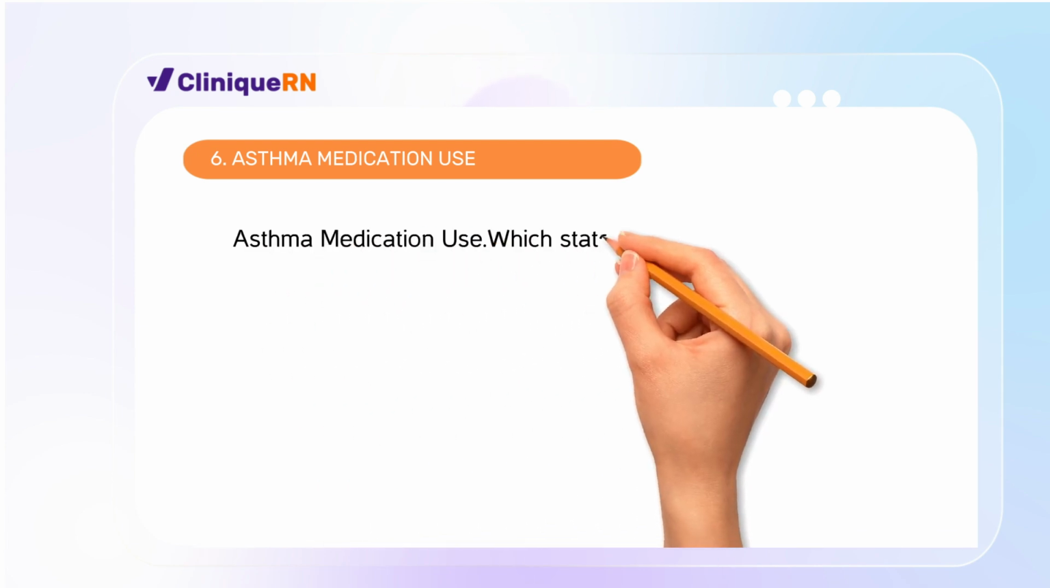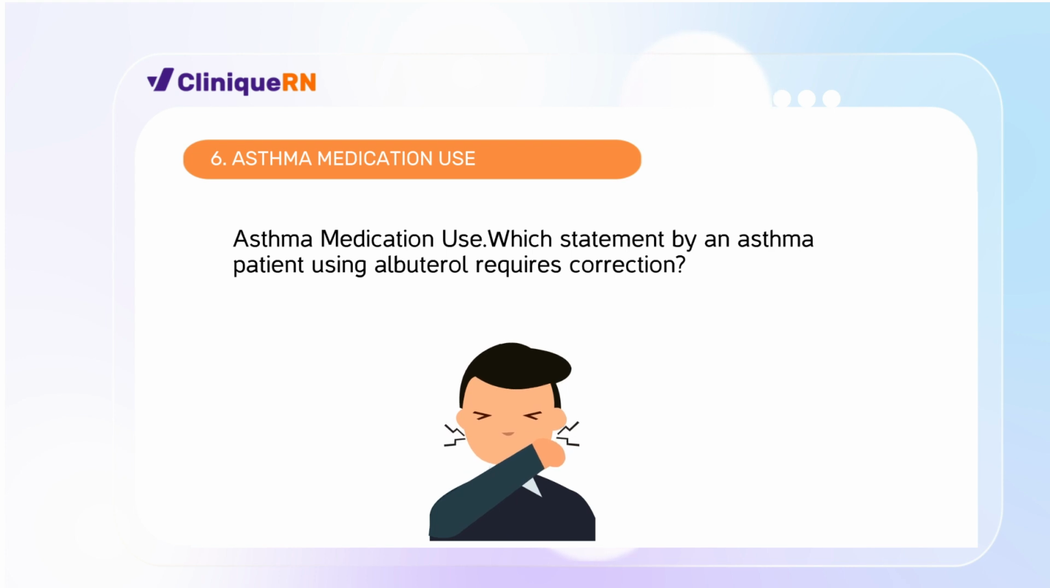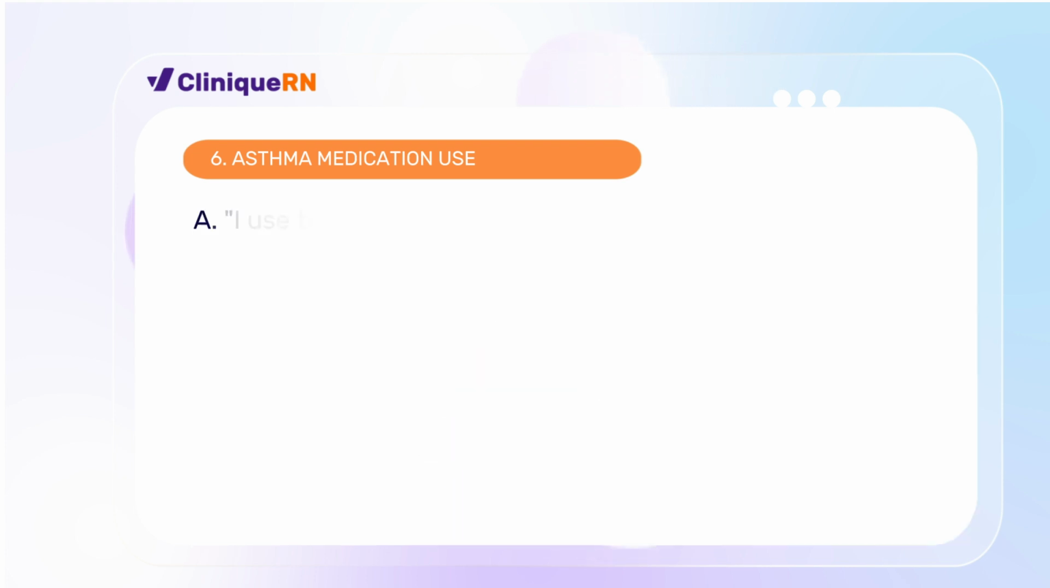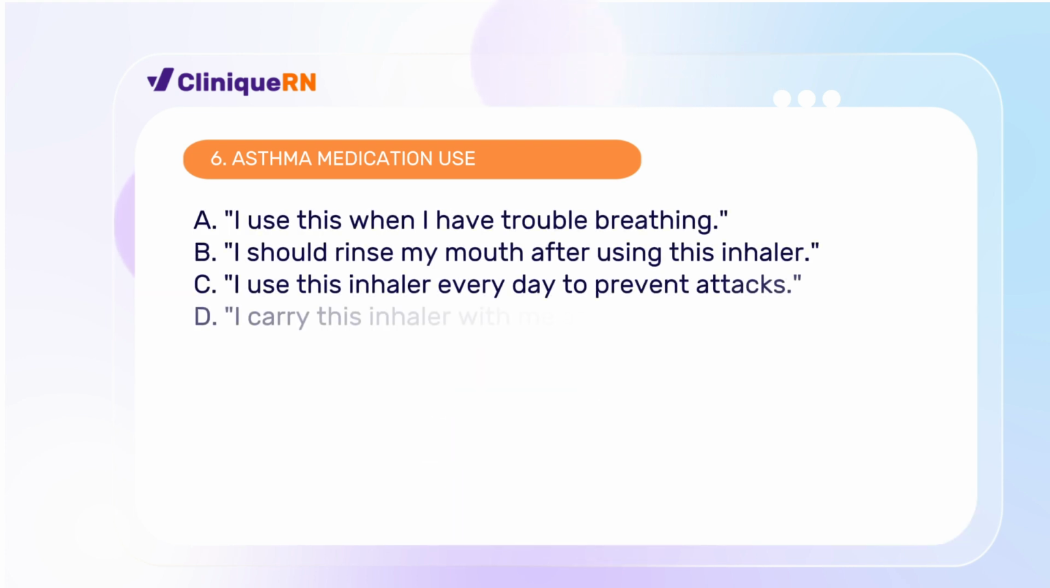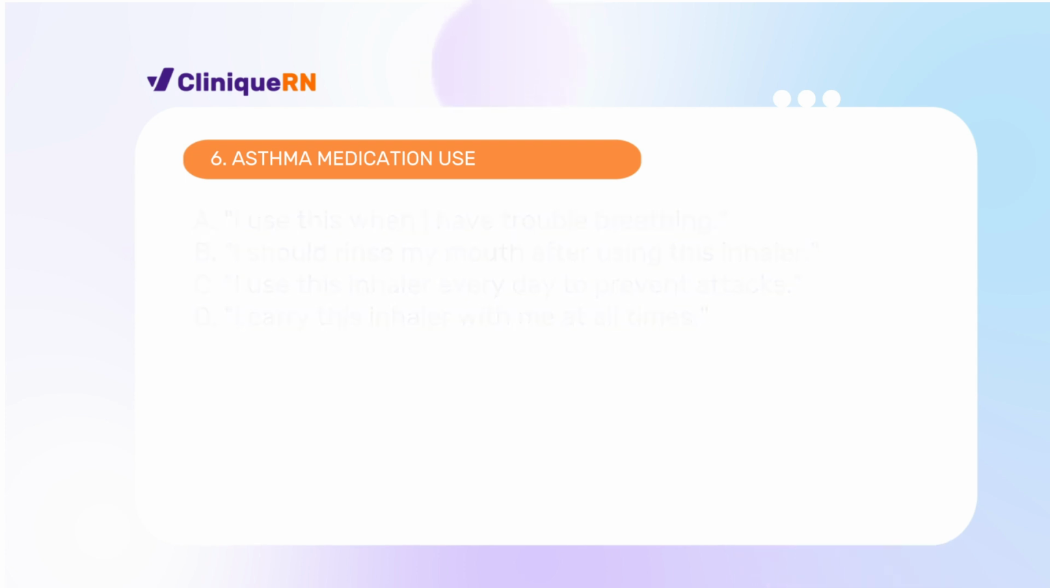6. Asthma medication use. Which statement by an asthma patient using albuterol requires correction? A. I use this when I have trouble breathing. B. I should rinse my mouth after using this inhaler. C. I use this inhaler every day to prevent attacks. D. I carry this inhaler with me at all times.